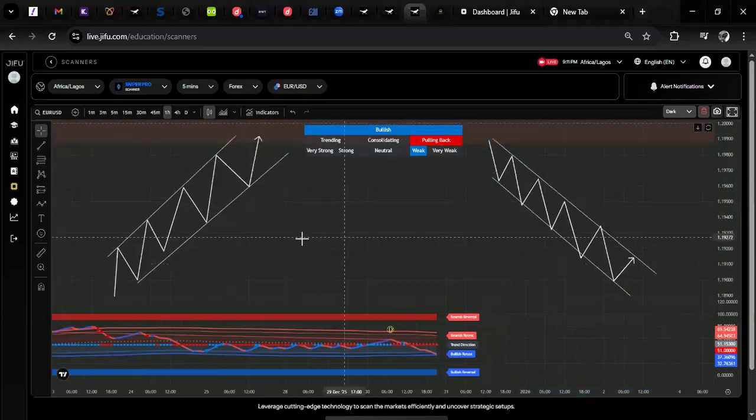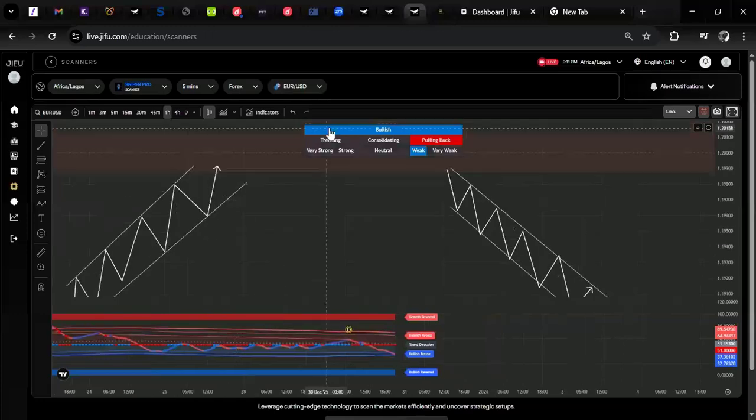Now, this is an uptrend, this is a downtrend. This is a bullish trend, this is a bearish trend. Now, if you see a bullish trend like this, it's showing bullish in blue, right? But it's not trending, it's not consolidating, it is pulling back. It is pulling back, but that bullish movement is weak. That bullish is not very strong, nor is it neutral, it is weak.